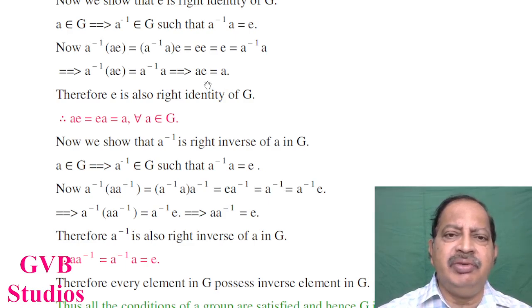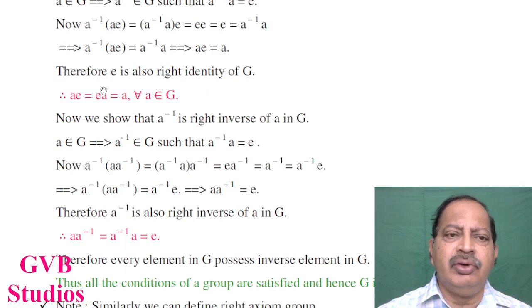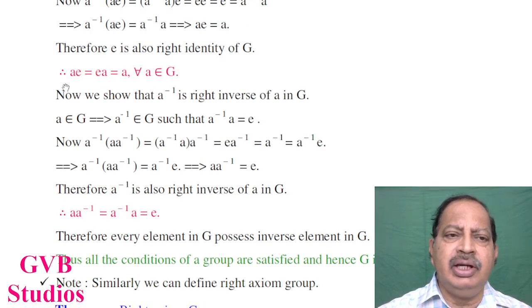In the statement it is given that E is left identity. Here we have proved that E is right identity. So we say that E is identity element in G. Therefore, E is also right identity of G. Therefore, AE is equal to EA is equal to A for all A belongs to G. So, identity element exists in the semi-group G.